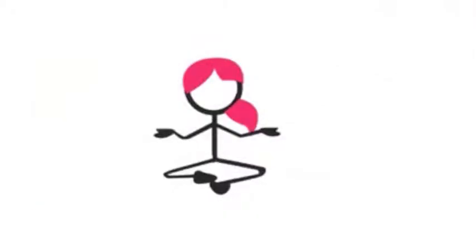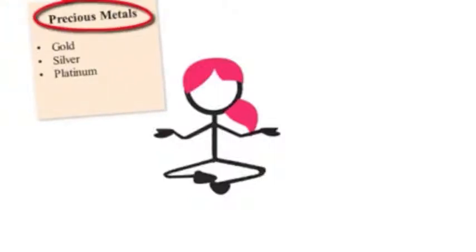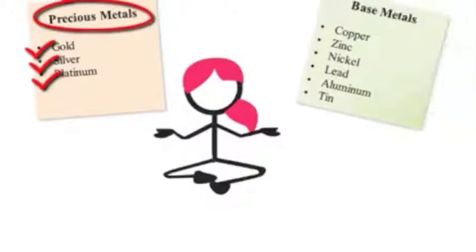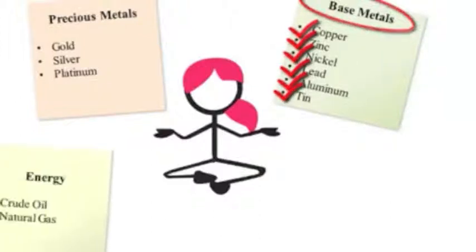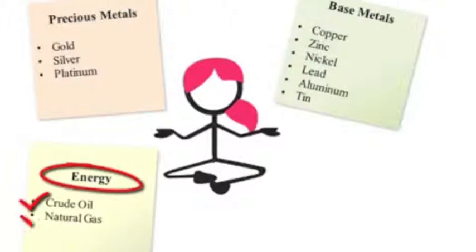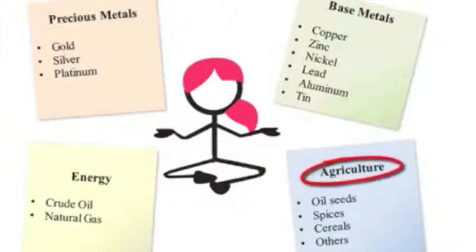Now commodities are split up into four types. First division is known as the precious metals, which are gold, silver, and platinum. Then we have the base metals such as copper, zinc, nickel, lead, aluminium, tin. Then comes the energy sources like the crude oil and the natural gas. At the end, we have the agricultural commodities such as oilseeds, spices, cereals, and other such agricultural commodities.